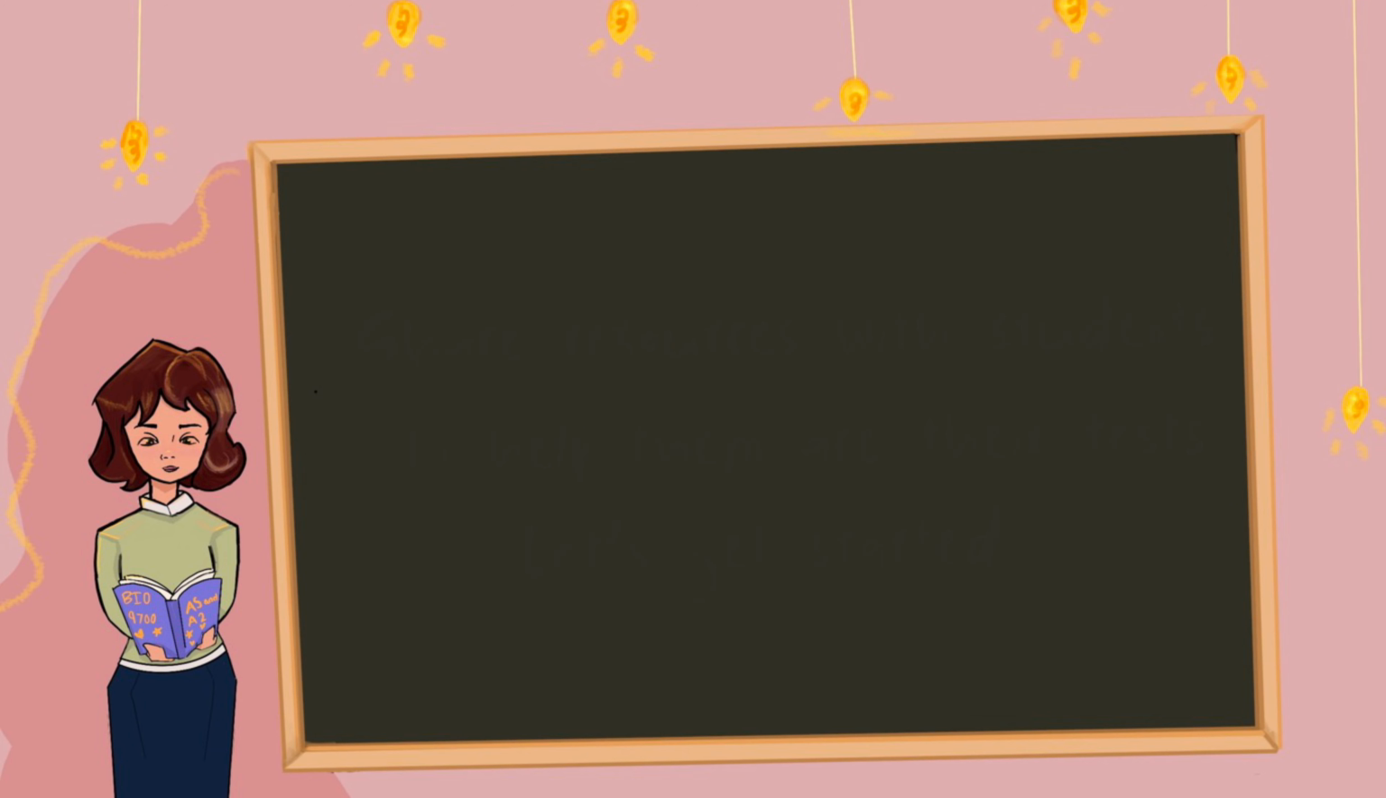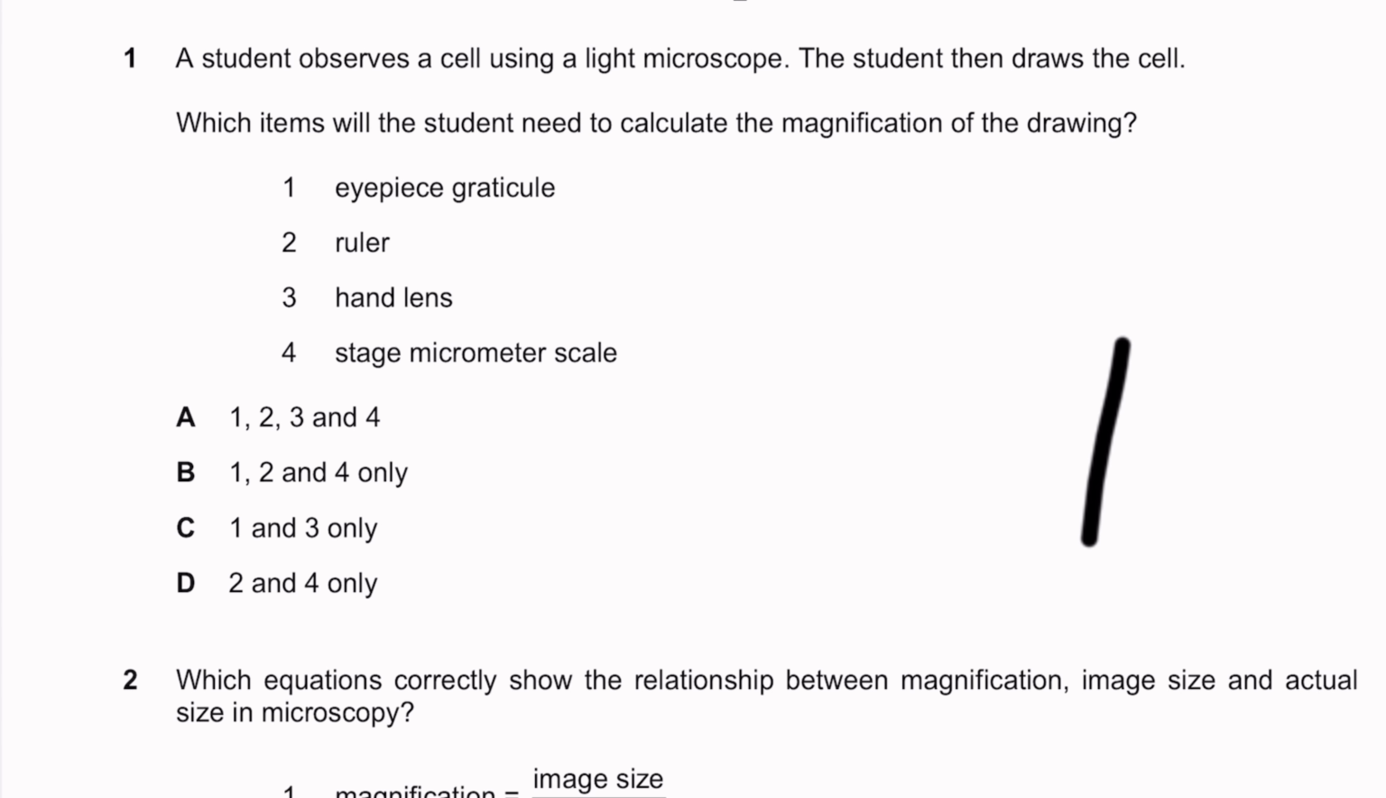Let's get started. Question number 1. A student observes a cell using a light microscope. Then the student draws the cell. Which items will the student need to calculate the magnification of the drawing?